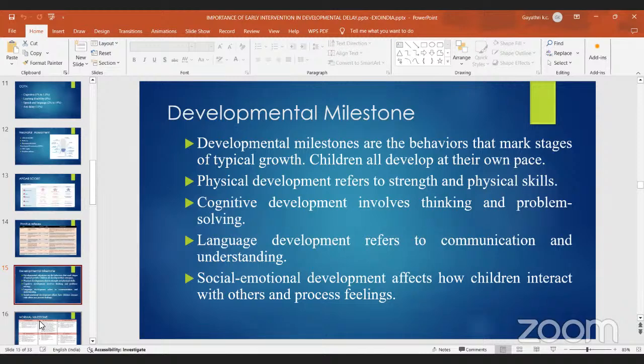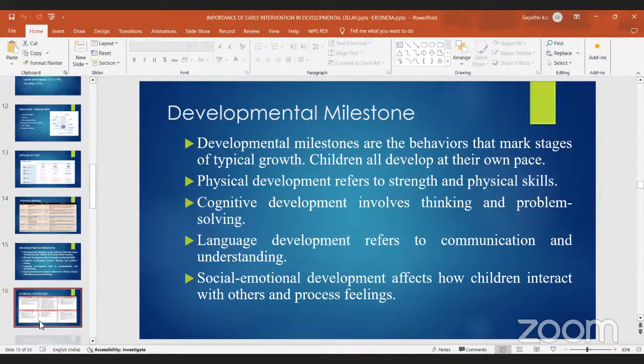Next is language development. Language development refers to communication and understanding. If the baby wants to get your attention, the baby will produce a voice. At different ages, the baby will produce sounds to communicate with you, and the baby gets satisfied with the things they need because of these language skills. Next is the socio-emotional development. This is how the baby interacts with society and how emotionally attached the baby is to society.